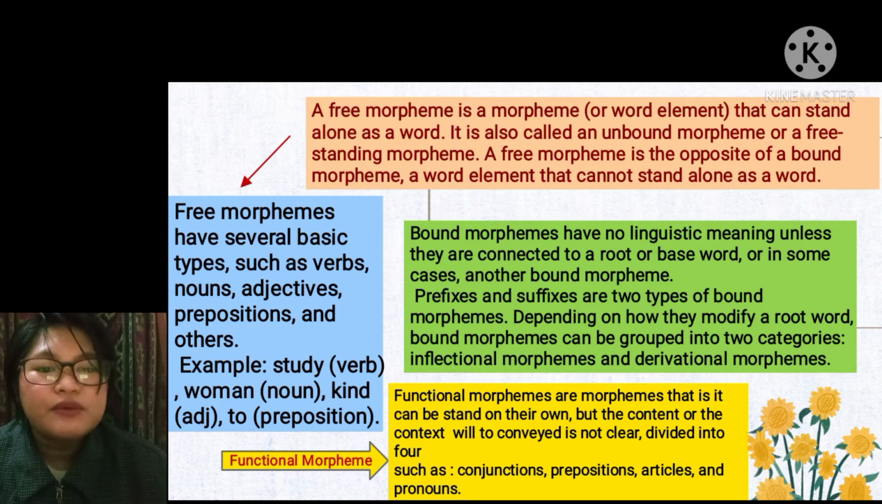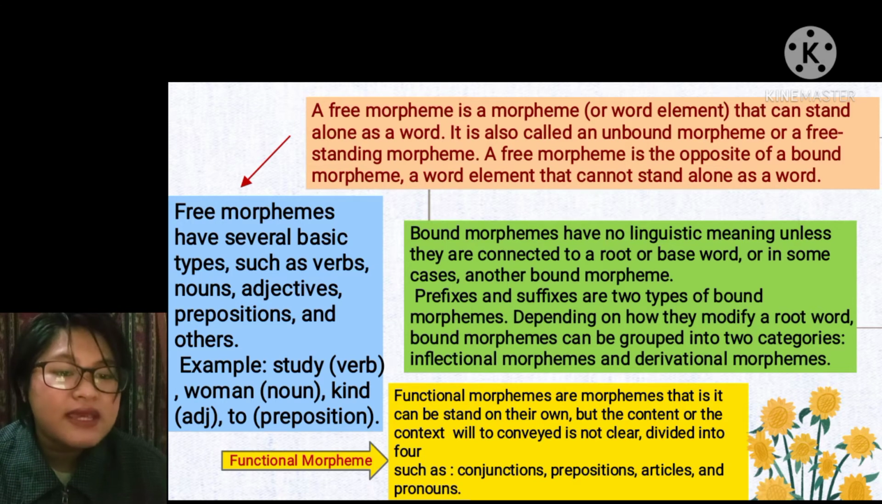For the third, we have functional morphemes. Functional morphemes are morphemes that can stand on their own, but the context of what they convey is not clear. They are divided into four, such as conjunctions, prepositions, articles, and pronouns.